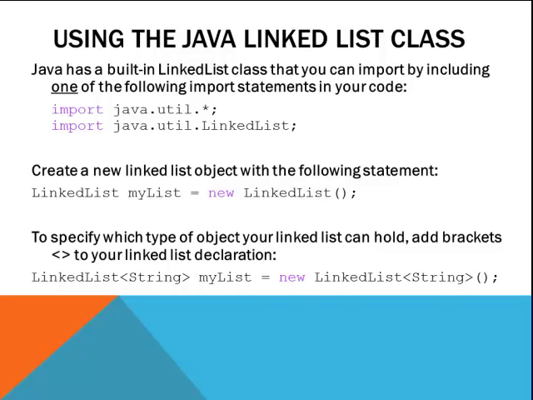LinkedList myList = new LinkedList(). myList is a variable name that can be whatever you choose. To specify which type of object your linked list can hold, add angle brackets to your linked list declaration: LinkedList<String> myList = new LinkedList<String>().